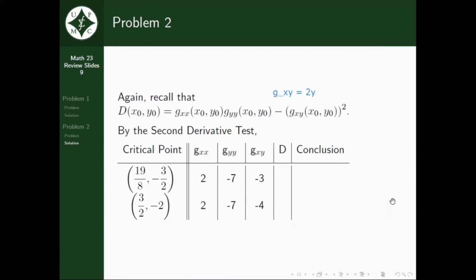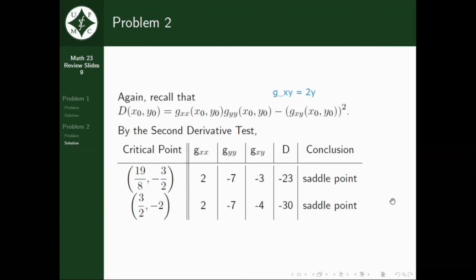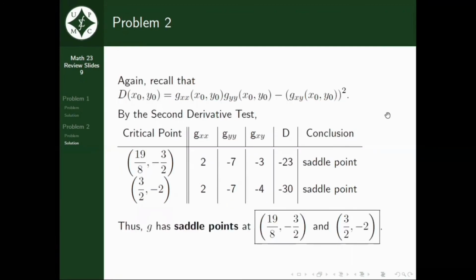Okay? Computing for d, for the first point, it is equal to negative 23. And for the second point, it is equal to negative 30. With this, note that for both of the points, d is negative. So it means that at both points, we have saddle points. Therefore, g has saddle points at 19 over 8, negative 3 halves, and 3 halves, negative 2.